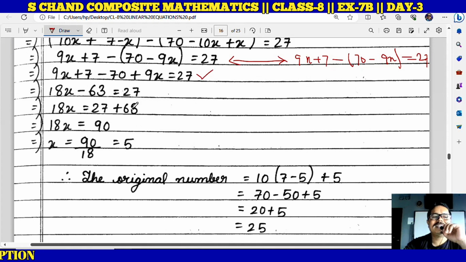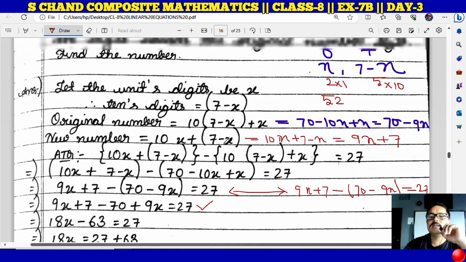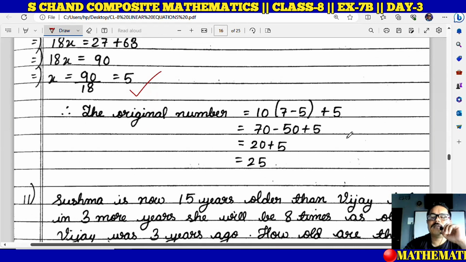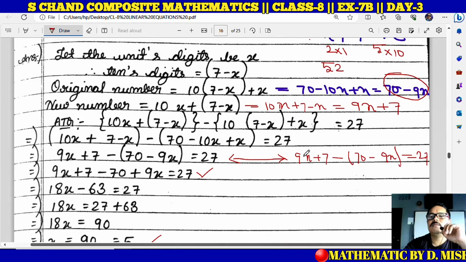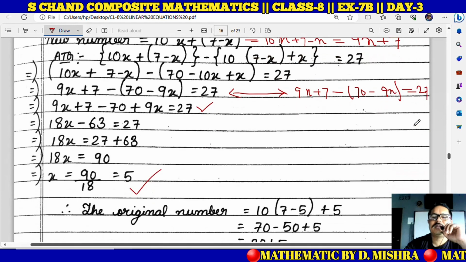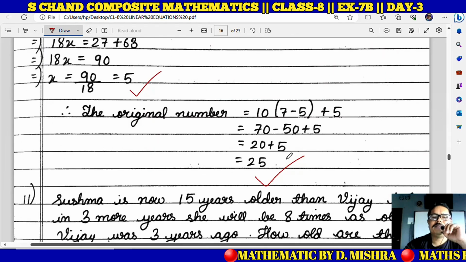9x plus 9x is 18x, and if you solve the equation, the answer will come x is equal to 5. And what was the original number? 70 minus 9x. Just put the value of x there, or you can put the value in your own ways. So its answer will be 25. And here also if you put x equal to 5, 70 minus 45 is what? It is 25 only. So 25 is the answer.